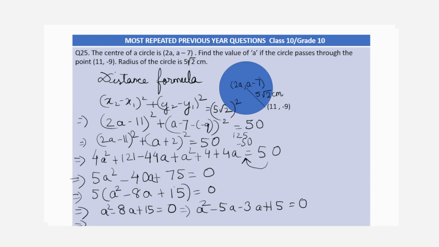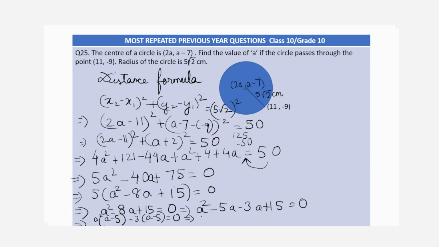This line will be very little visible, so I have to write a little up. It's okay, I'll write here. It will be a square, a into a minus 5. I took the a common outside, so a minus 5. Now here the common factor is minus 3. I keep the minus 3 outside. It will be a minus 5 equal to 0.